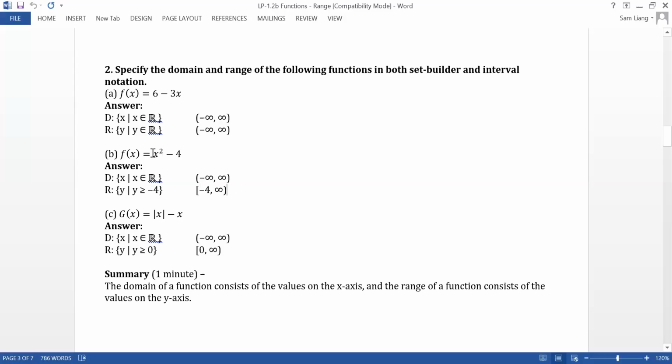All right, part B, this is a parabola, right? x squared minus 4. So this is a parabola that's been shifted down 4 units. Okay, so all real numbers are okay for the domain, and for the range, it's -4 and above, inclusive of -4. This is the interval notation here, so negative infinity to infinity, and then for the range, it's -4 to infinity, inclusive of -4. Let me graph that too, so you get a visual.